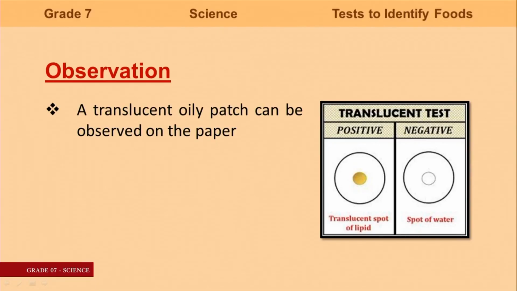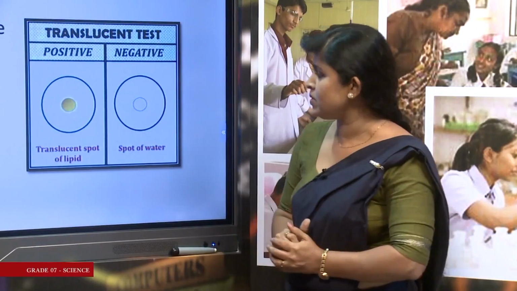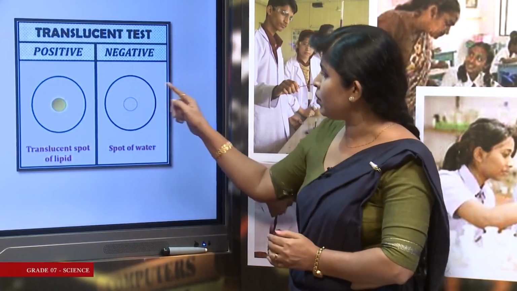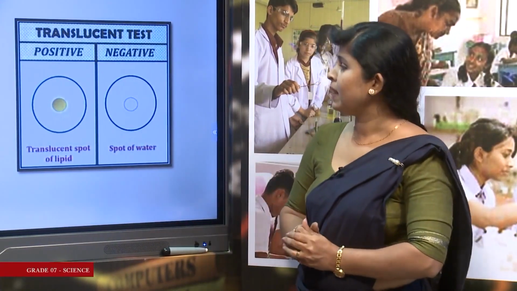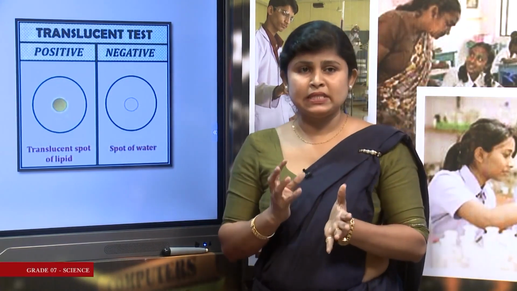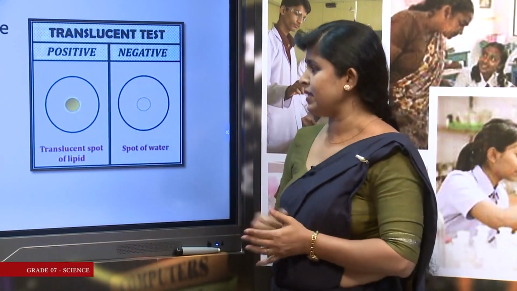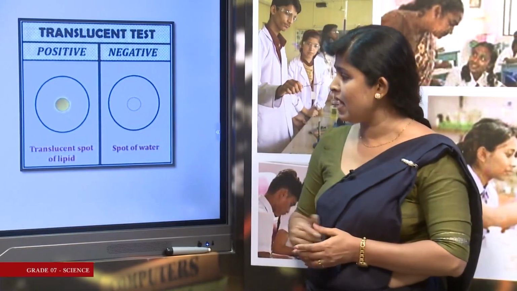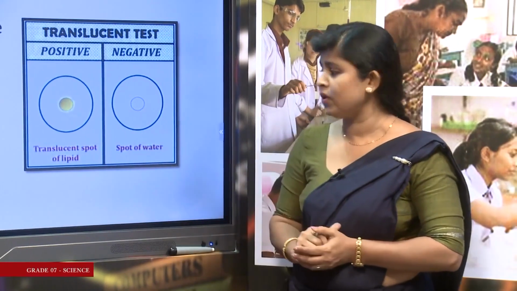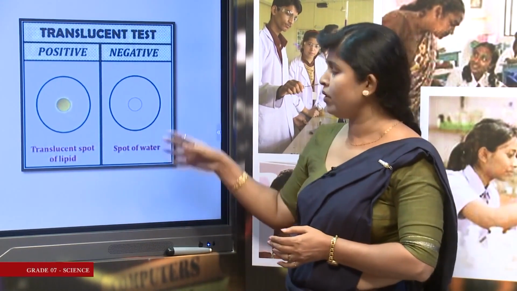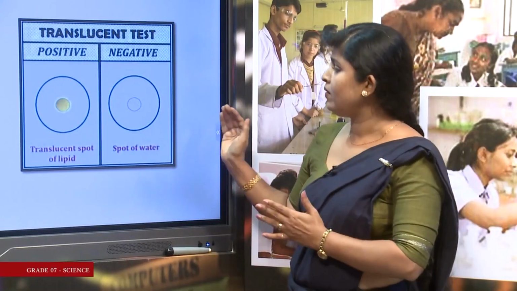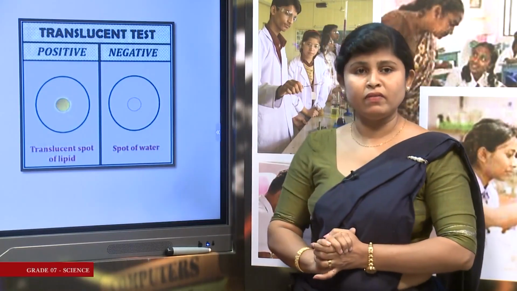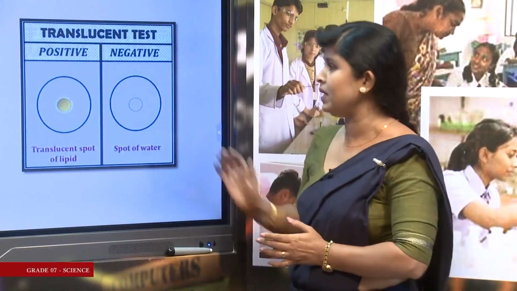Here I have given you a diagram. It is very simple. It is called the translucent test. You can observe that there is a translucent spot of lipid and a spot of water used here. We have used a sample of coconut oil and water. When we put a few drops of coconut oil onto the white sheet of paper, there is a translucent spot of lipid. But when we put water, there is no translucent spot on the white sheet of paper. Right? It is simple, you can understand.